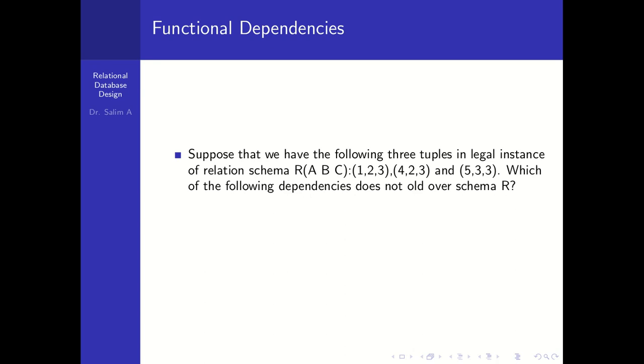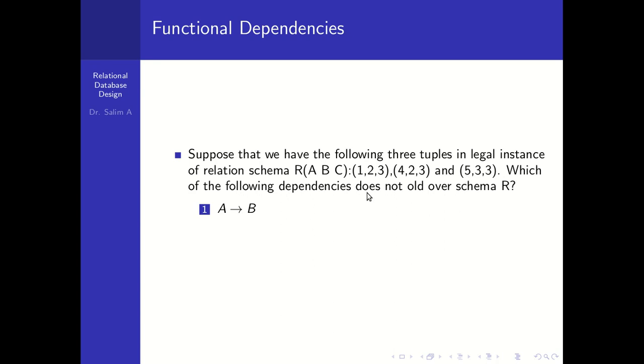Another example. Suppose that we have the following three tuples in a legal instance of relation R(A, B, C): 1, 2, 3; 4, 2, 3; 5, 3, 3. Which of the following dependencies does hold over relation schema R? A determines B. What are the A values in these tuples? The A values are 1, 4 and 5.